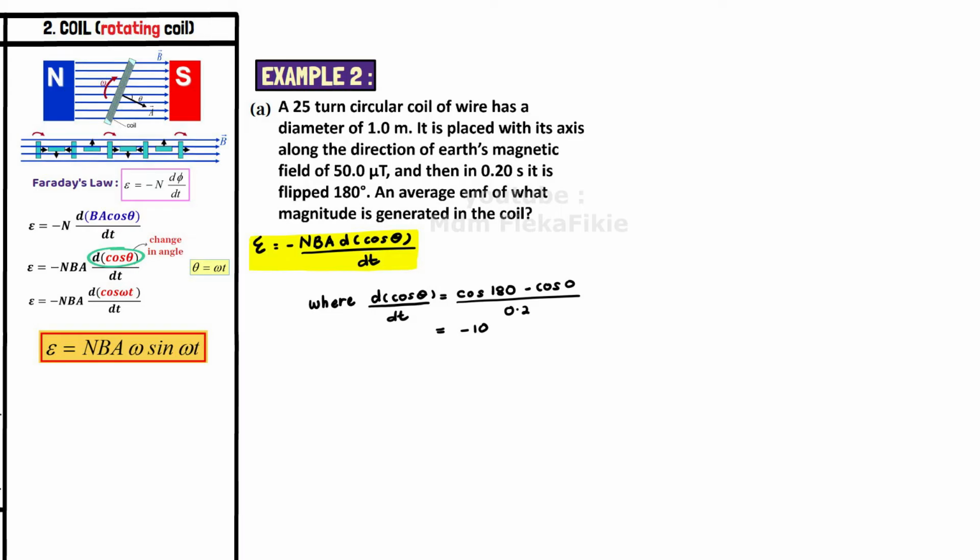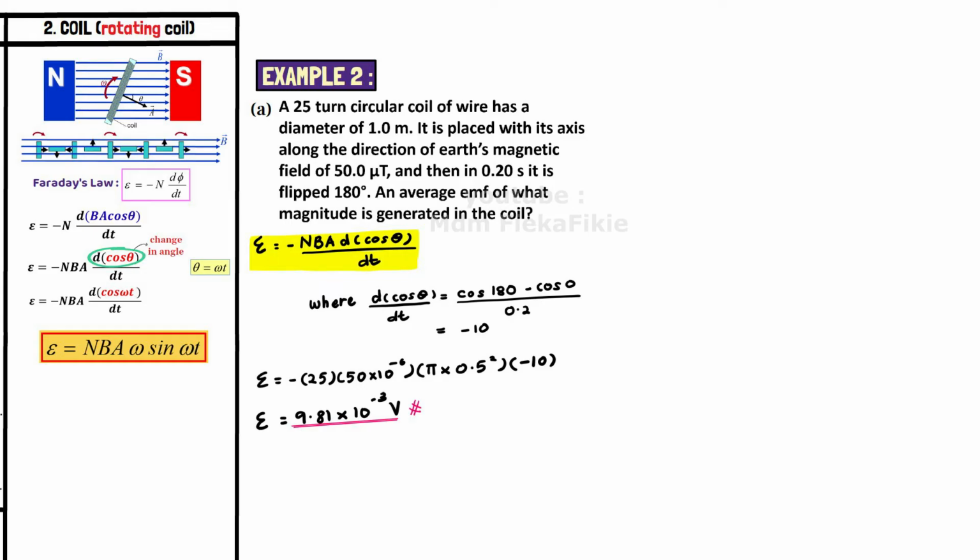Okay, bila kita substitute, kita akan dapat nilai d cos theta over dt is equal to negative 10. Untuk soalan 2A ini, perhatikan betul-betul. Kenapa madam tak guna equation EMF equal to NBA omega sin omega t? Sebab soalan bagi angle. Soalan tak bagi angular frequency omega. Okay, so kita boleh terus cari d cos theta over dt and it is equal to negative 10. So when we substitute all the values in that equation, finally we have answer for induced EMF in the coil is equal to 9.81 times 10 power of negative 3 volt. Boleh? So very simple, right?